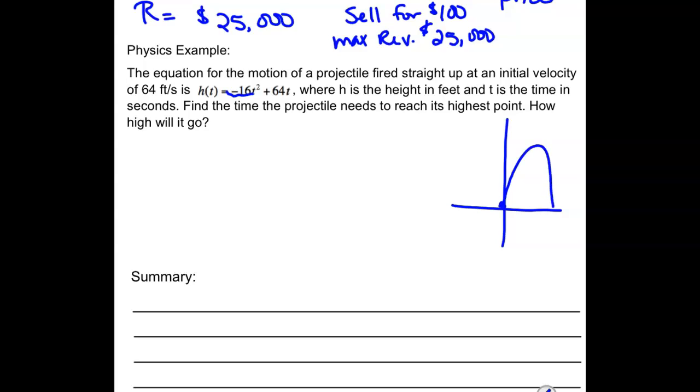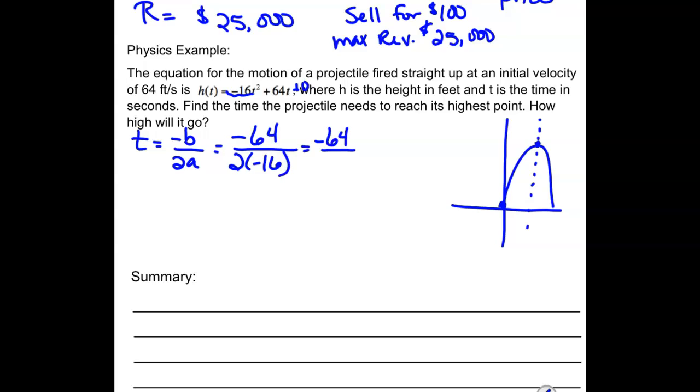All right, our c value in the last question and in this question is 0, so we are starting here at the origin. Going up, we'll hit a high point and then come back down to the ground. So we want to find how long it takes to get to that highest point. So we're going to find our t value, opposite of b over 2a. In this case, b is 64. We want its opposite. 2 times our a value. So we have negative 64 divided by negative 32, which is exactly 2. So it will take exactly 2 seconds to reach its highest point.